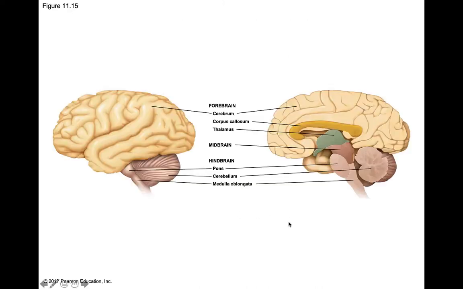Here you will have a diagram that I'll make sure is available, and you can see the major areas of the brain. So you can see the cerebrum, which is the biggest part of the brain. The corpus callosum is actually connecting the two cerebral hemispheres. Here we can see the midbrain, and then the hindbrain. So there's the pons, there's the medulla oblongata, and that is going to be continuous to the spinal cord.